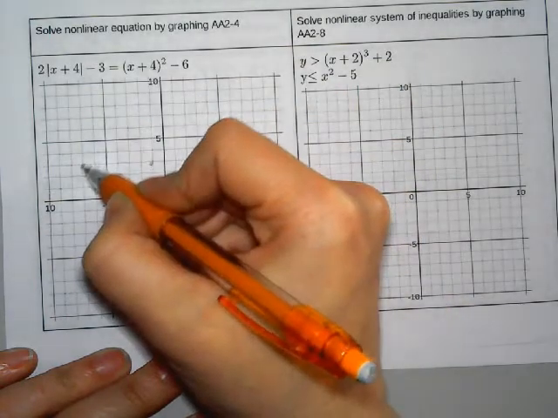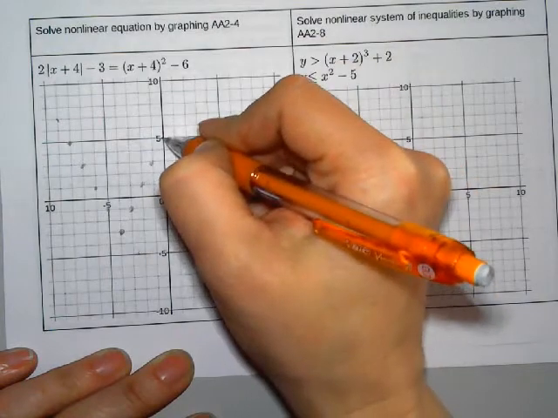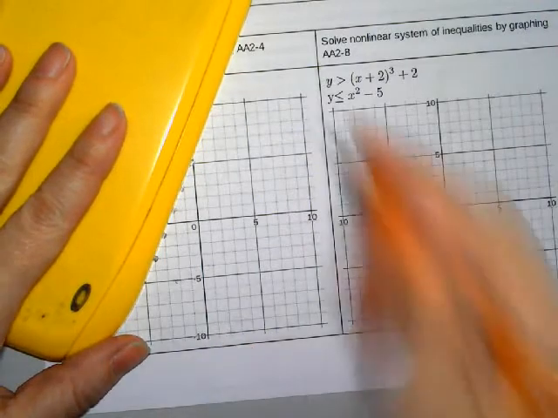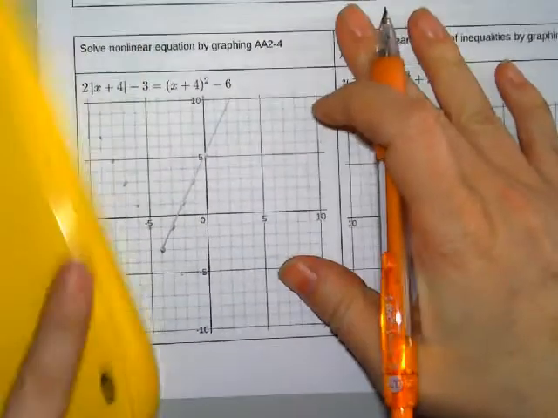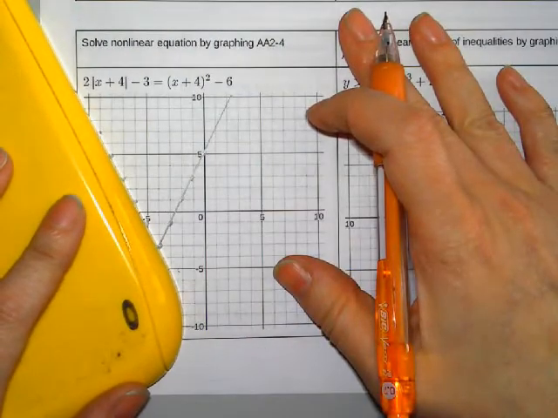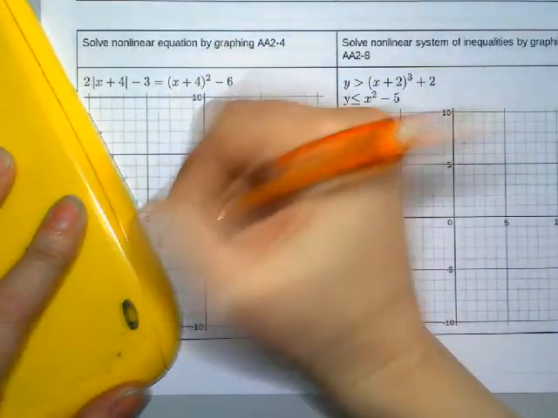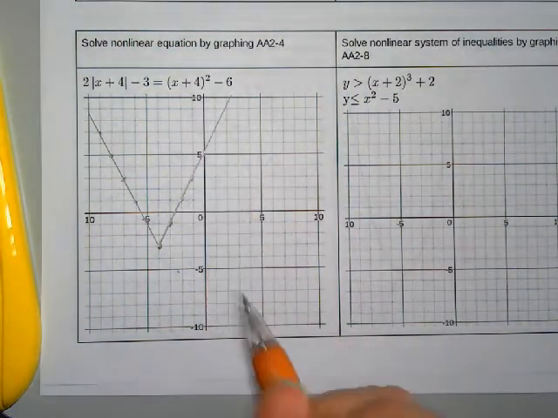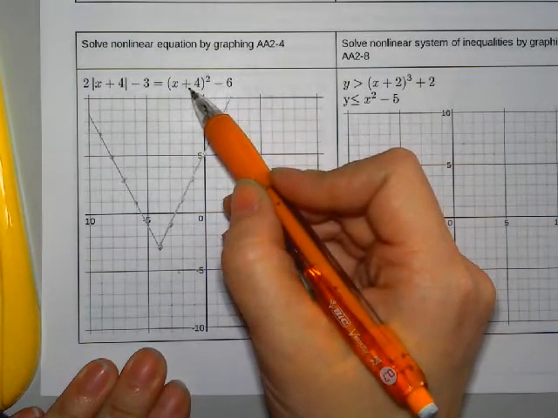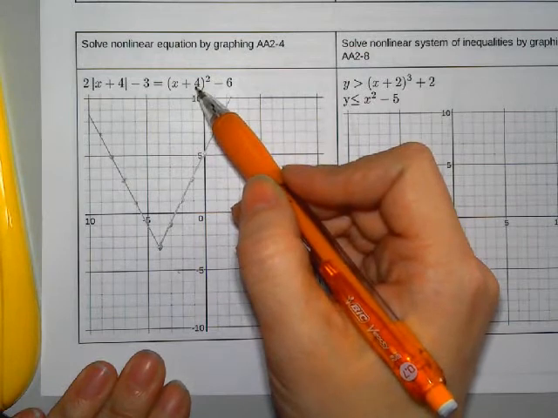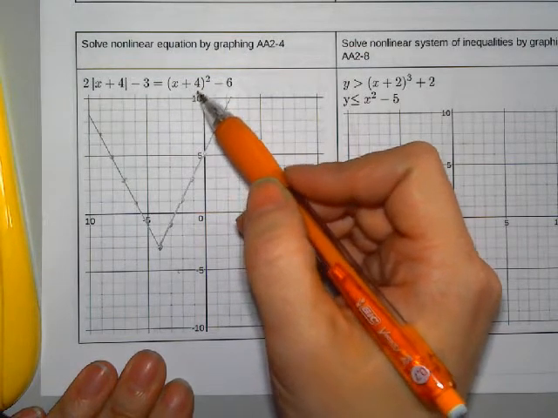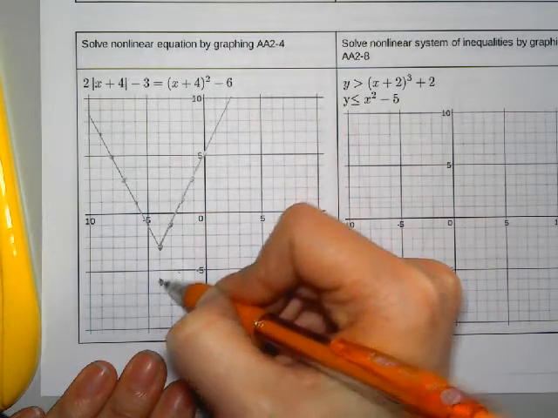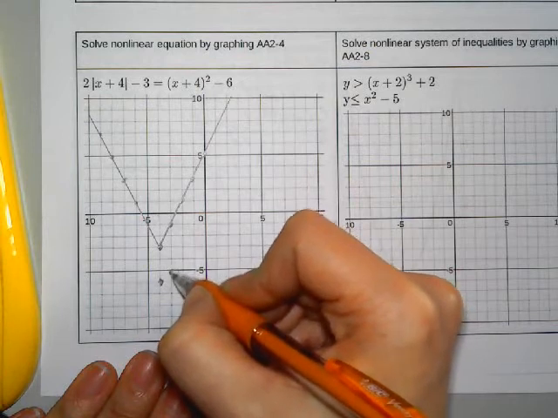I'm going to take my straight edge. And then I graph the other half, x plus 4 squared minus 6, so that's a parabola with a vertex of -4, -6. So out 1 and up 1, there's no change in the stretch factor. Out 1 and up 3, and then out 1 and up 5. So right there, I'll go ahead and graph that.